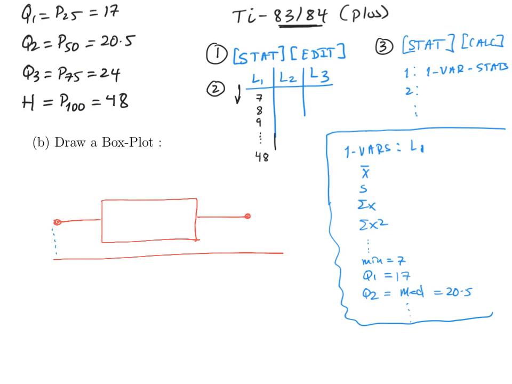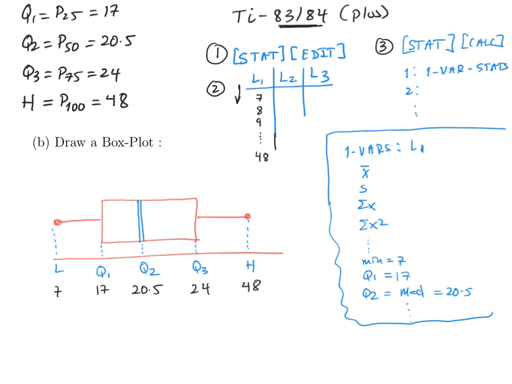So this will be the lowest, this corner will be Q1, this other corner is Q3, and this is the highest one. Then in the middle, you draw 2 lines, and that's going to be Q2. In our case, this was 7, this was 17, 20.5, 24, and then 40, 48.